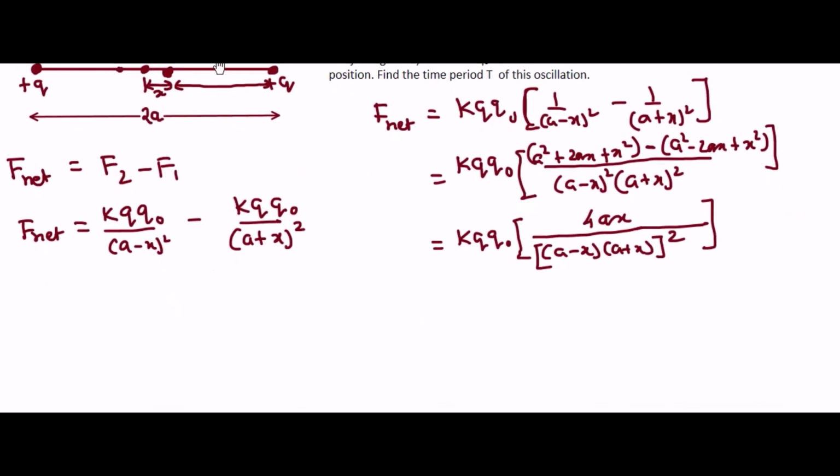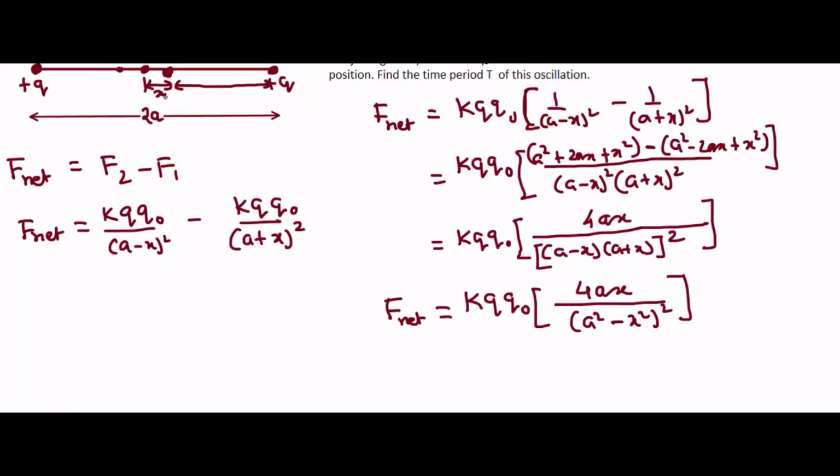Right, so let's solve this further. So this will give me q0, numerator is 4ax, and this is a square minus x square whole x square, because we know that a minus x into a plus x is a square minus x square and whole raised to the power 2. So this is F net.